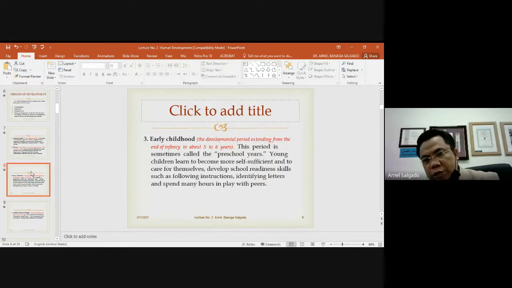They try to go to the toilet on their own. They try to fix their beds and so on and so forth. And of course, to care for themselves, no? They try to take a bath by themselves already, no? They develop school readiness because during this time, they already start recognizing numbers, letters, shapes and colors also, no? So they are ready to go to school, no? They can easily follow instructions.